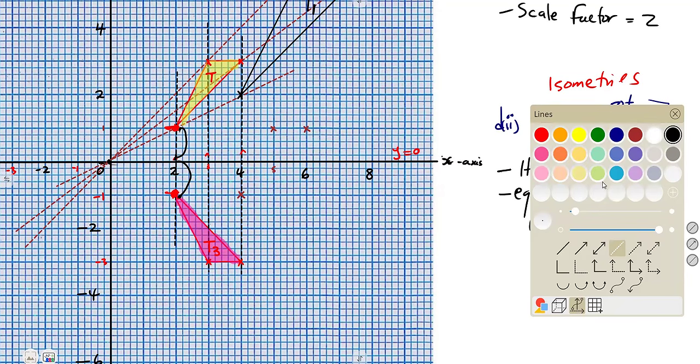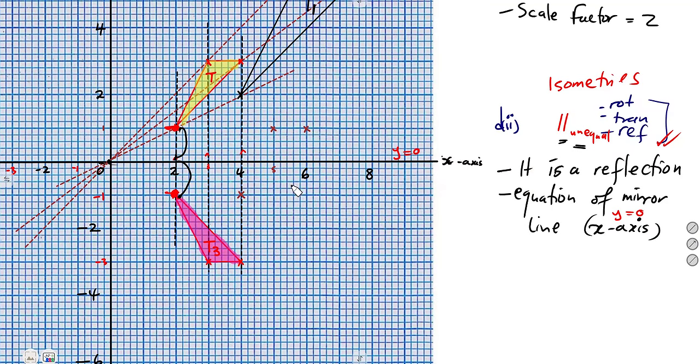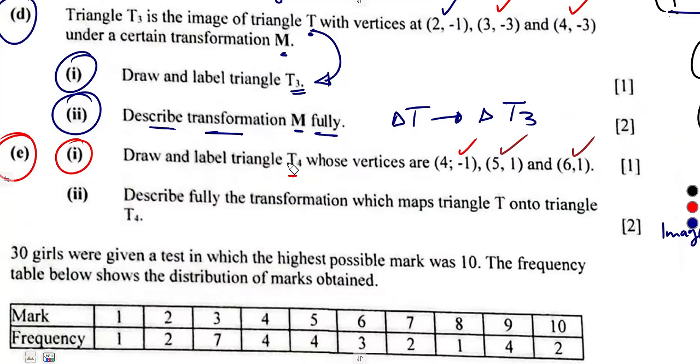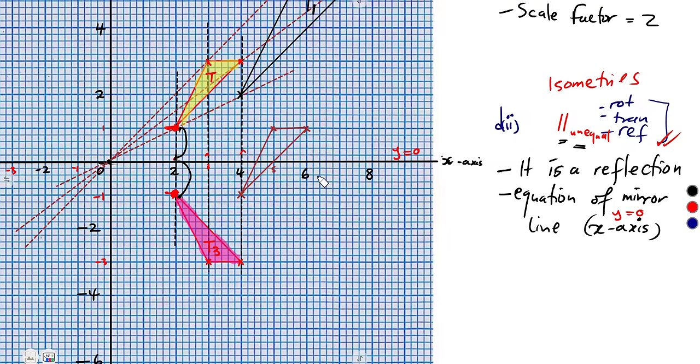So we're going to join. That's forming a triangle from those points. So here to this one, and this one to this one, this one to this one, like that. So that is your triangle T4, all right? Triangle T4. So this is our triangle T4.